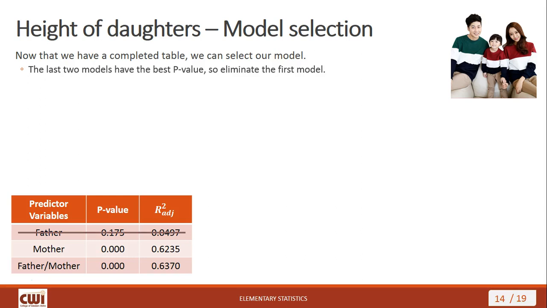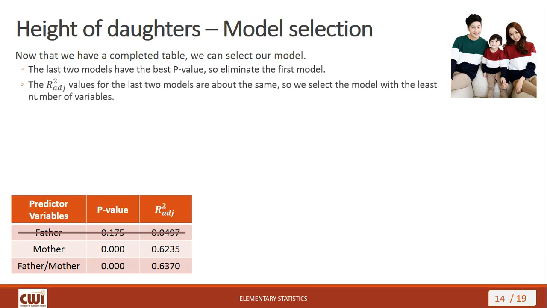Now we've got two models left to choose from. Since the p-values are the same, we're going to look at the adjusted r-squared values for each of those models, and we notice that they're about the same. I mean, 0.62, 0.63, not a whole lot of difference there. They're pretty much in the same neighborhood.